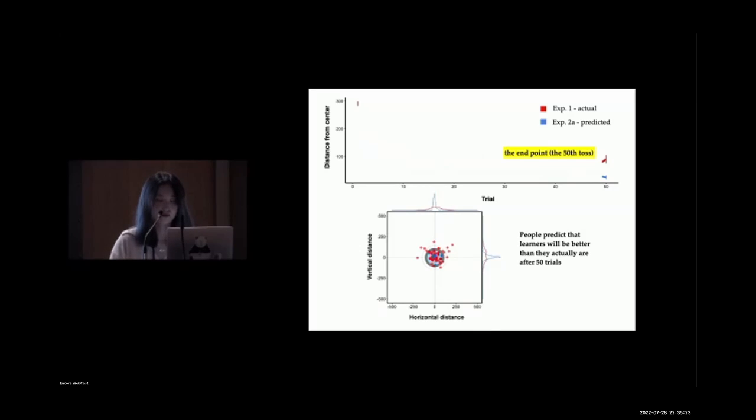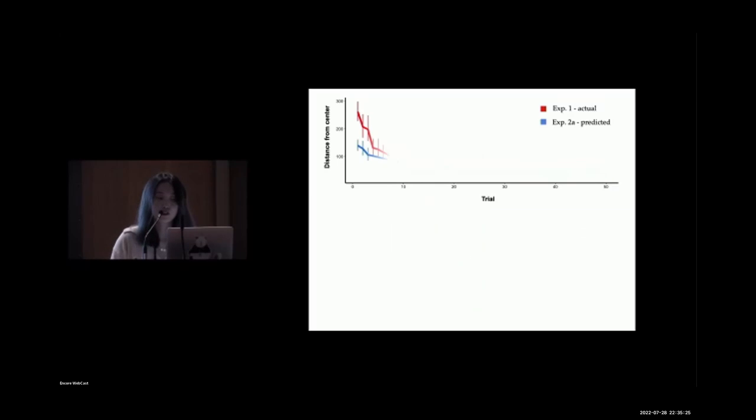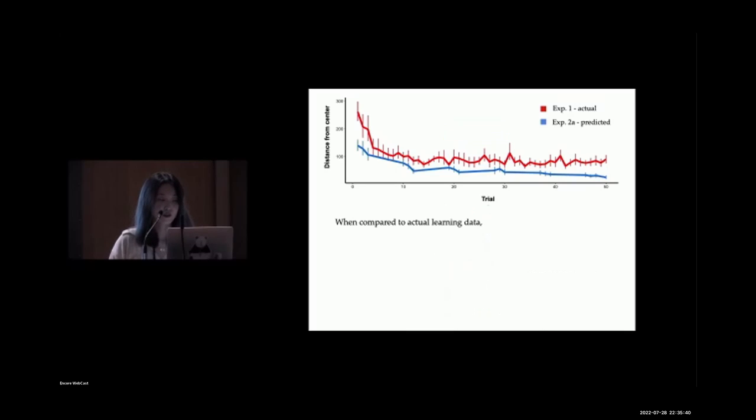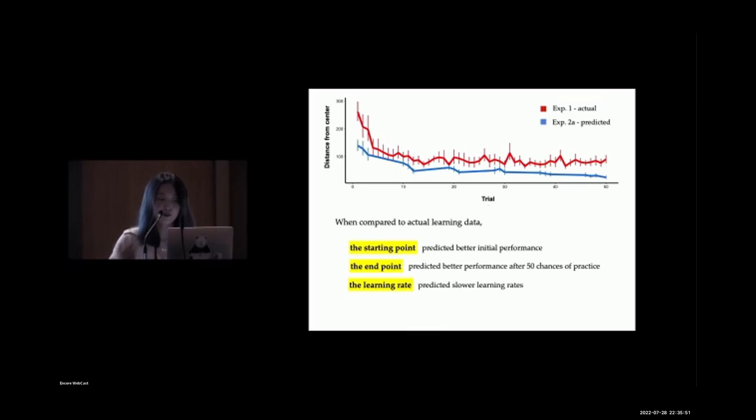whereas the actual learning data shows it's more spread out. And lastly, if we look at the learning rate, we find that people predict learning to progress slower than it does in reality. If you just look at the two learning curves here, you can see that the actual learning curve is steeper than the predicted learning curve. So together, I've shown you that when compared to actual learning data, people predict better initial performance, and they also predict better ending performance. And they predict learners to learn slower than they actually do.